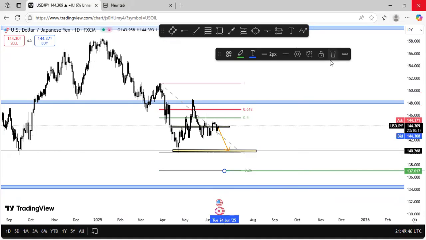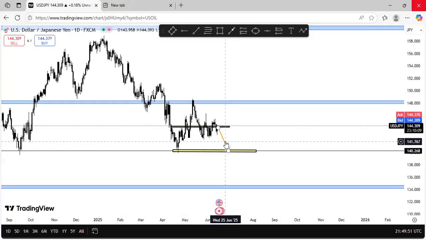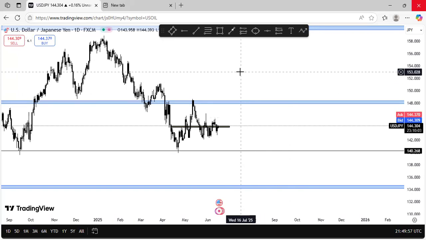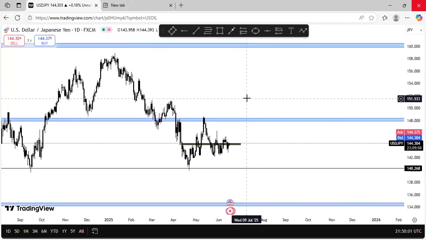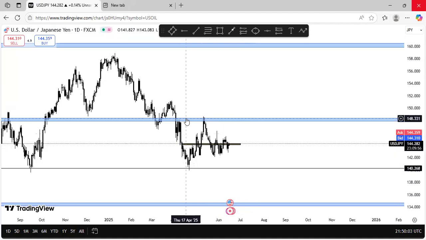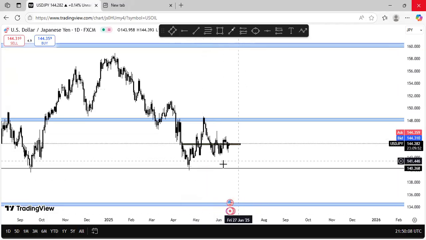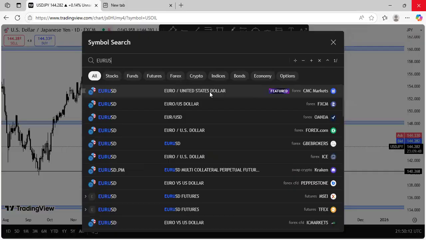But for the moment, price is still playing a little bit. Let's see what happens in the following weeks to come. Our analysis on the United States dollar against Japanese yen still stands. It still stands, and let's go back to the Euro USD.